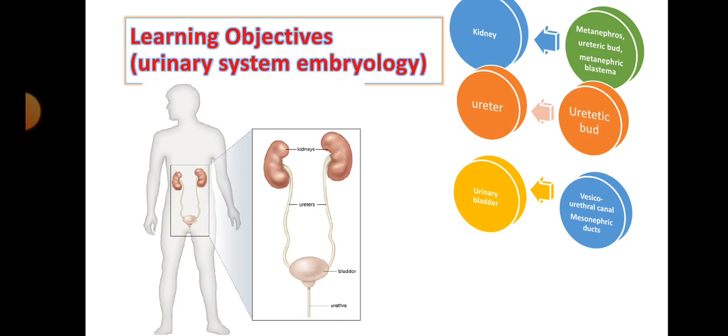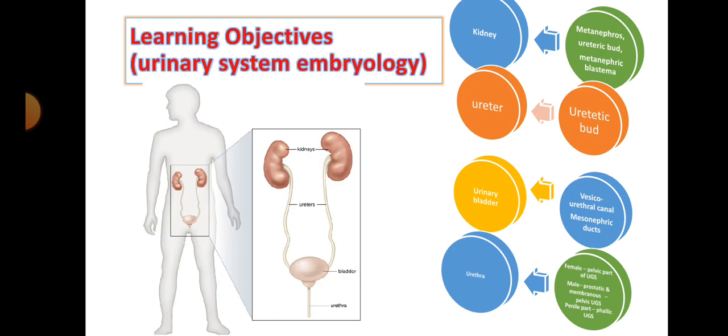Before we proceed, I would like to remind you that the word renal refers to the kidney and the word nephro refers to the nephrons or the kidney. That's why we come across the terminology nephros, nephric, nephro again and again. All these refer to the development of the kidney.